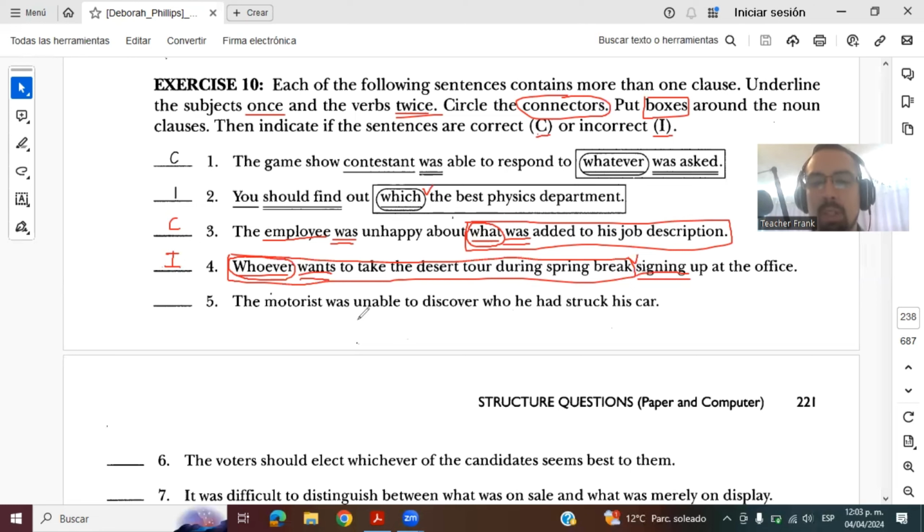The motorist was unable to discover who he had struck his car. We have a verb here, was unable. Who or what was unable? The motorist. And then let's first check the verb. Had. Who had? He. We have a connector, who. So according to this, it would be correct, but we have to ask ourselves, is it correct with the extra subject or can we eliminate it?